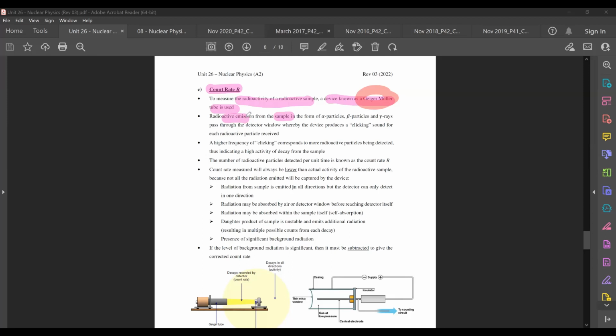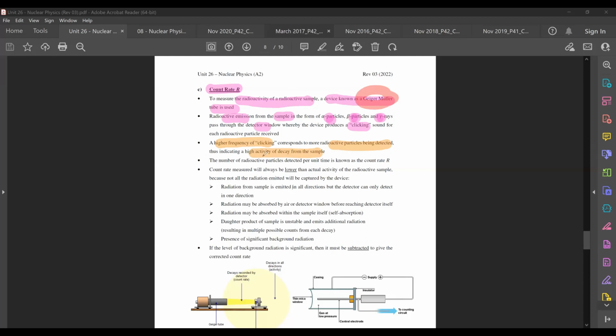The radioactive emission from a sample is actually in the form of alpha particles, beta particles, and gamma ray photons. Those particles are captured by your GM tube through your detector window. Once your device captures the alpha particles, beta particles, or gamma ray photons, it starts to emit a clicking sound. If you suddenly hear a very high frequency of clicking sounds, meaning a very large number of clicks per second, this corresponds to more radioactive particles being detected, indicating that you have high activity of decay from the sample.